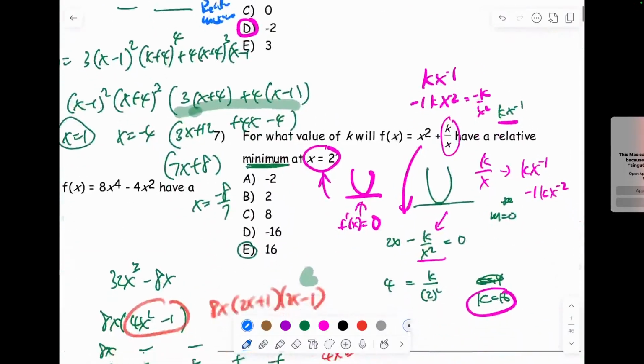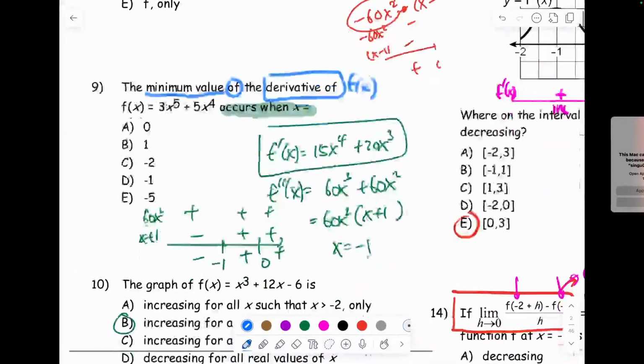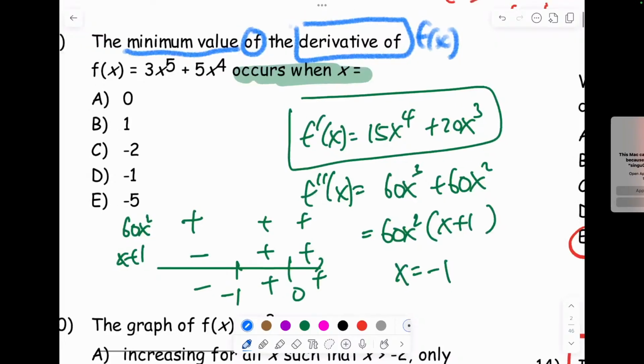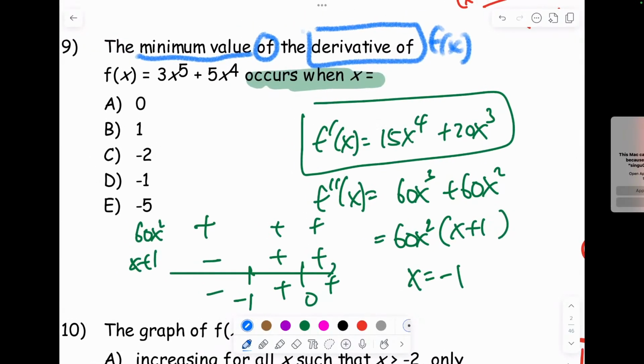Okay, this one we already talked about, this one we already talked about, this one we already talked about. Ooh, this one, really hard one. The answer is -1, D. How many of you got this one right? Good job, Alex. Neha, good job.